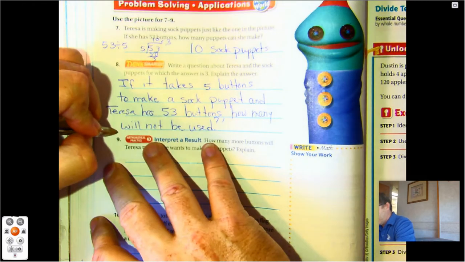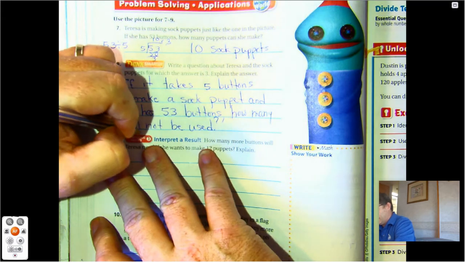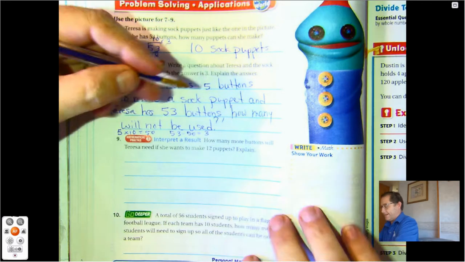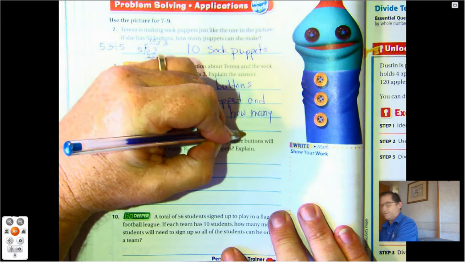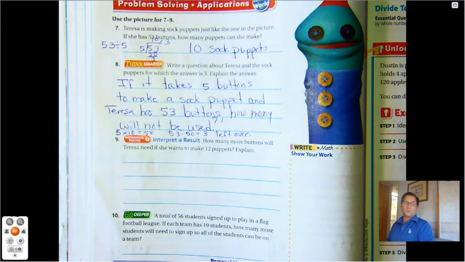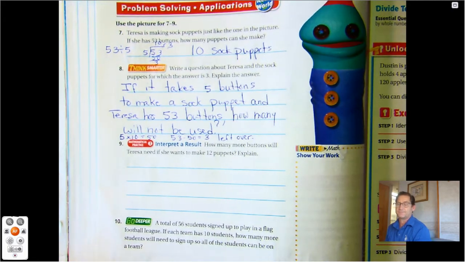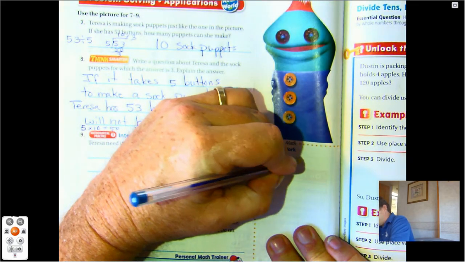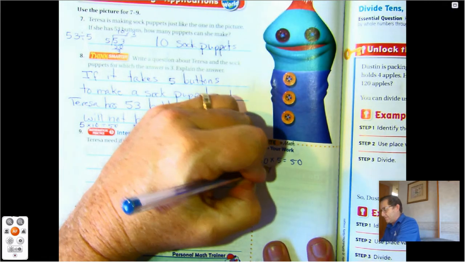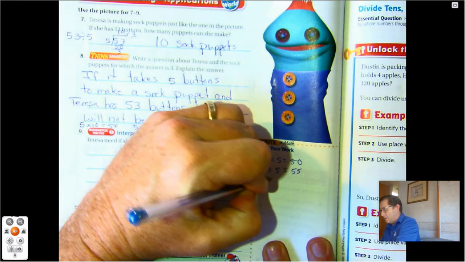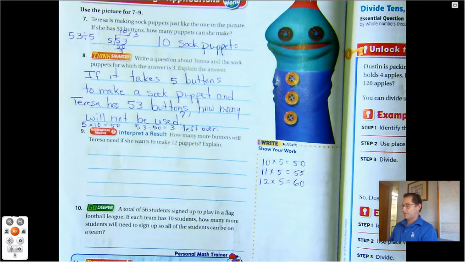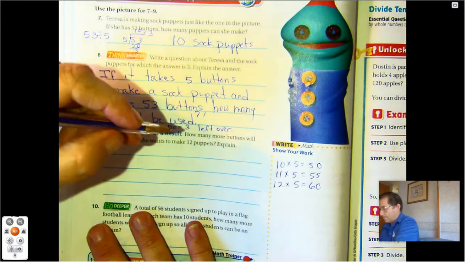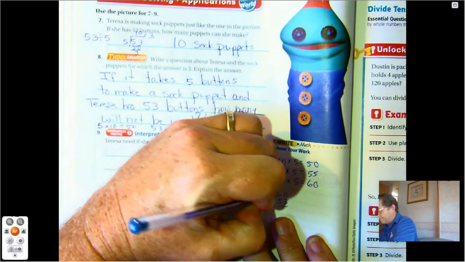5 times 10 equals 50. 53, take away 50 equals 3 left over. Okay. How many more buttons will Teresa need if she wants to make 12 puppets? Well, we already know 10 times 5 equals 50. 11 times 5 is 55. 12 times 5 is 60. So if she wants to make 12 puppets, she has to have 60 buttons. So 60 take away 53. She needs 7 more buttons.